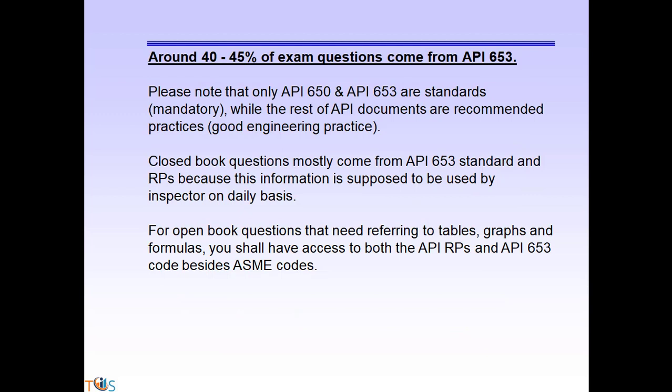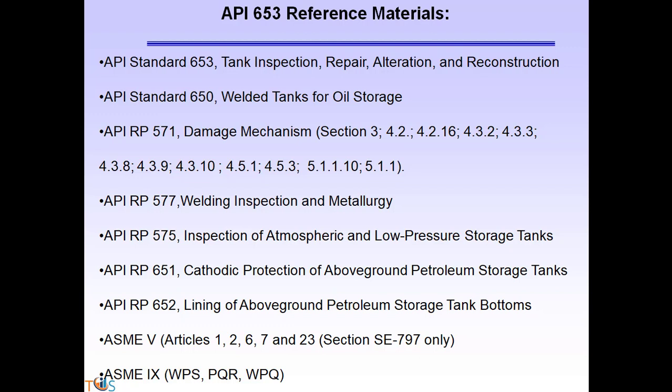Around 40 to 45% of exam questions come from API 653. Please note that only API 650 and 653 are mandatory standards, while the rest of the API documents are recommended practices, good engineering practice. Closed book questions come from API 653 standard and RPs because this information is supposed to be used by the inspector on a daily basis. For open book questions that need referring to tables, graphs and formulas, you shall have access to 653 reference materials.